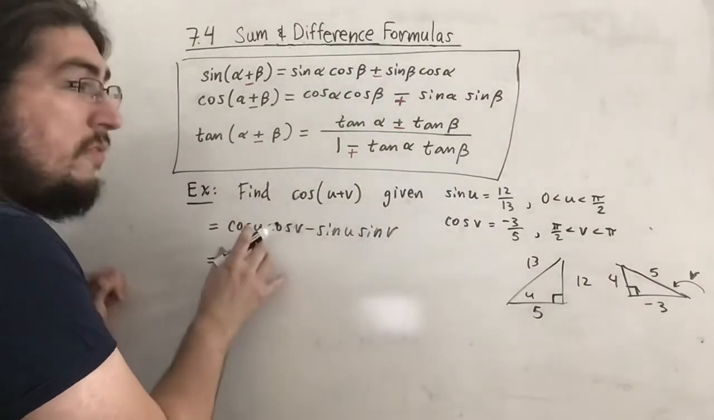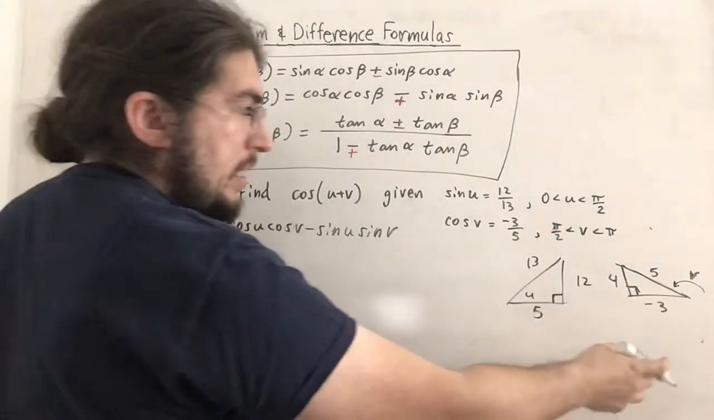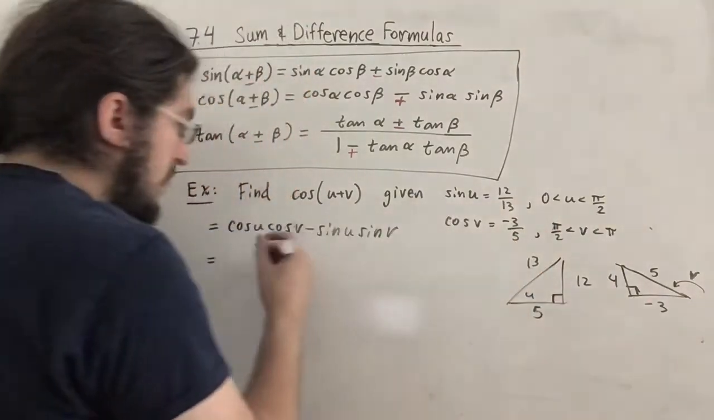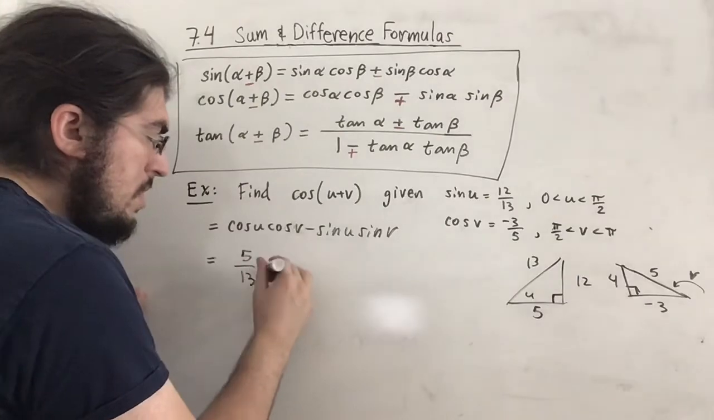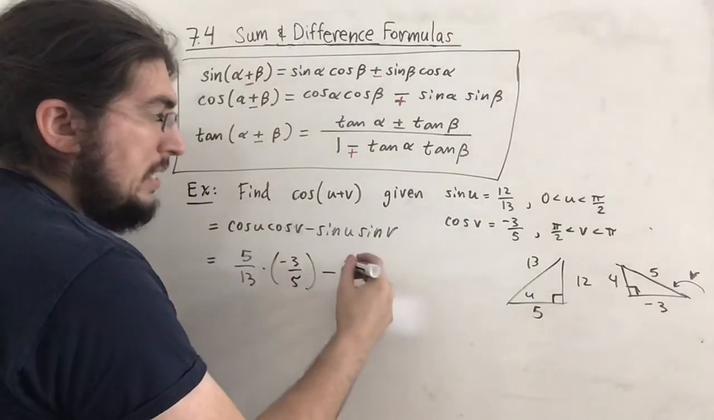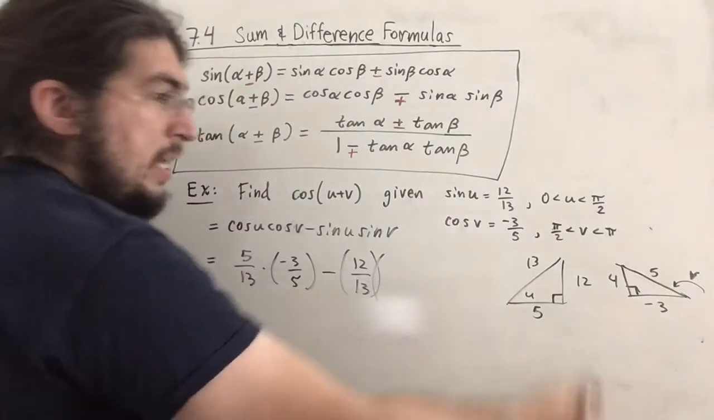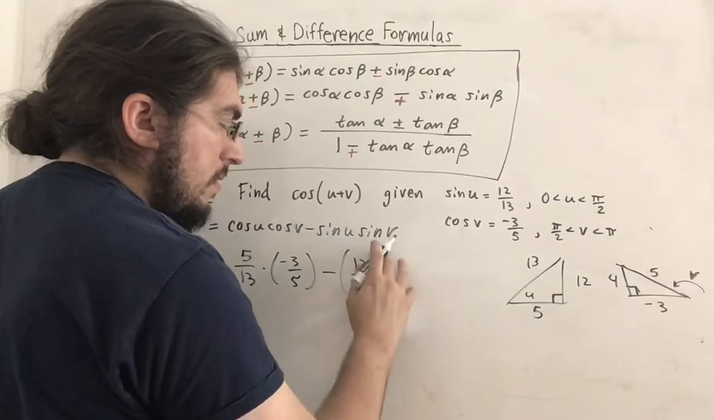So we get cosine of u is, let's see, that's going to be 5 over 13 times cosine of v is given to be negative 3 over 5 minus sine of u is 12 over 13 and sine of v is positive 4 over 5.